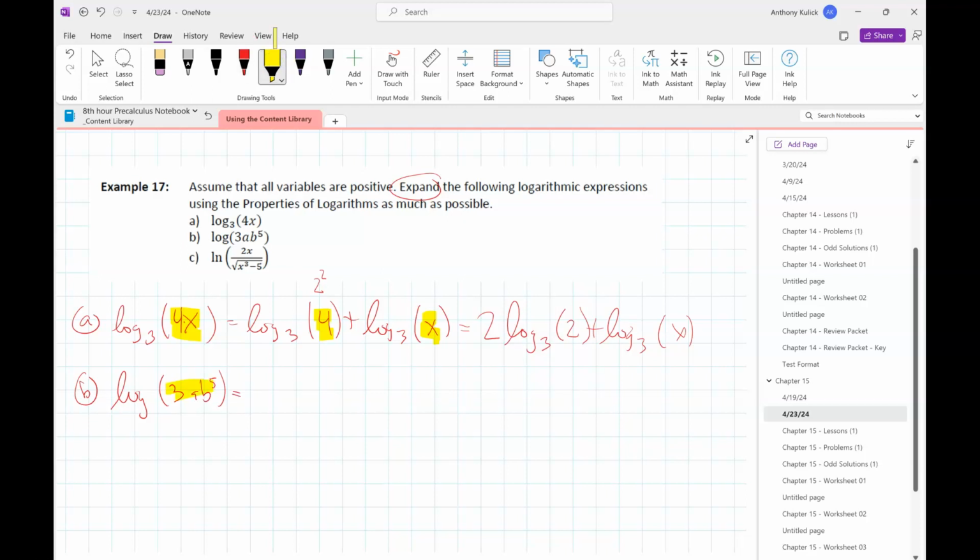Moving on to the next problem. First thing I do is look for a quotient property. Don't see any of those. No division in there. Next thing I'm going to do is look for product properties. Do I see any of those? Yes. How many?